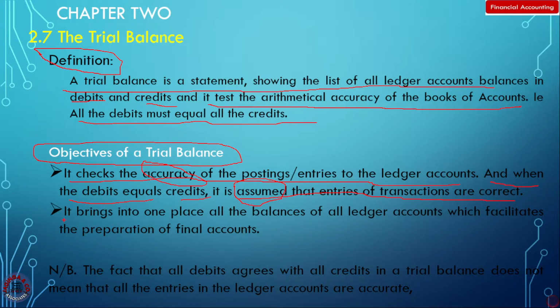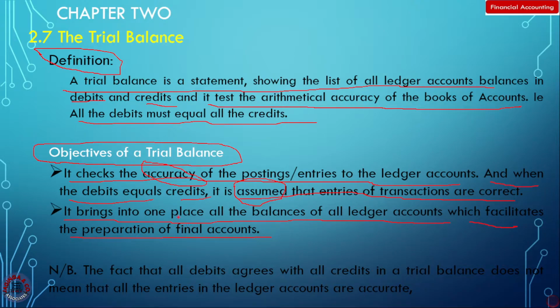So the second objective: it brings into one place all the balances of all ledger accounts, which facilitates the preparation of the final accounts. Remember last time when we were talking about the general ledger, we were saying that the general ledger is the basis of preparing the trial balance, and the trial balance is being used for preparation of the final accounts. So after getting all the ledger accounts correct, we'll prepare the trial balance, and we'll use the trial balance to prepare the final accounts.